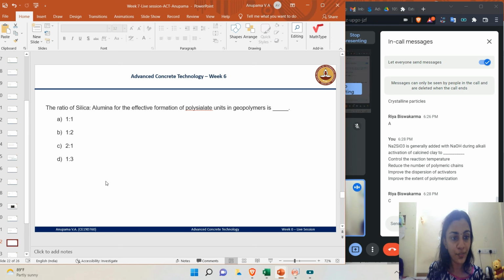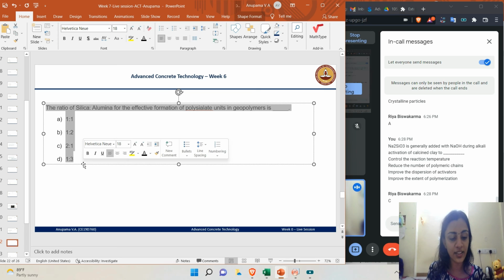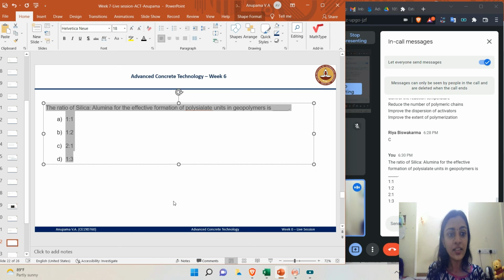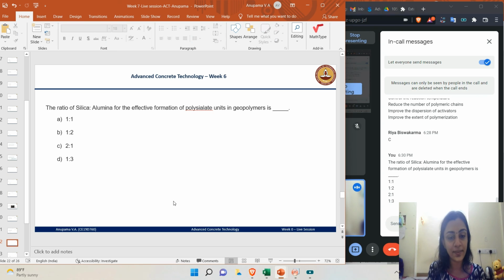The ratio of silica to alumina for the effective formation of polysialate units in geopolymers. So these are the building units in the case of geopolymers, the polysialate units. So it has silica and alumina. So what is the silica to alumina ratio for the effective formation of polysialate? 1 is to 1, 1 is to 2, 2 is to 1, or 1 is to 3?